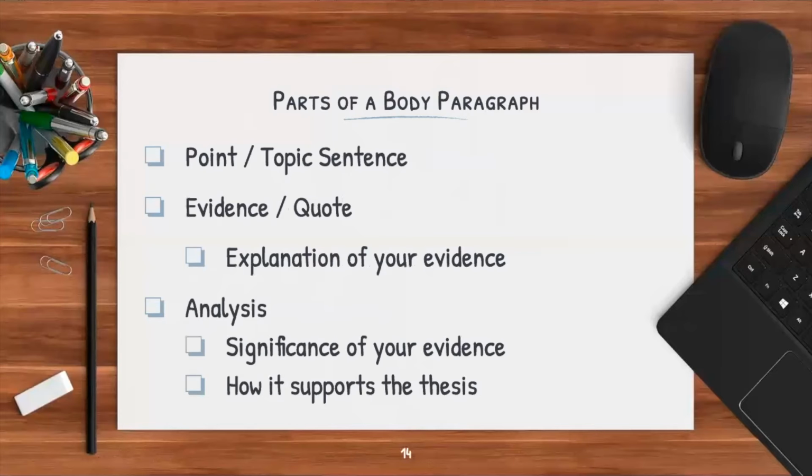Every body paragraph should have a topic sentence where you describe the point of that paragraph. It should have a quote, which is your evidence. Then the analysis shows the significance and meaning of your evidence, and then you simply argue your thesis outright and how that evidence supports it. And we're going to talk about each of these parts.